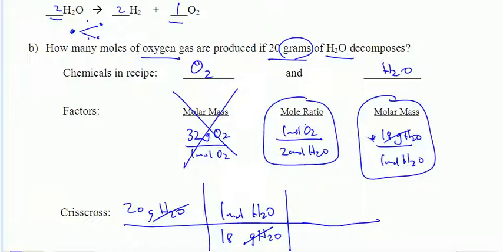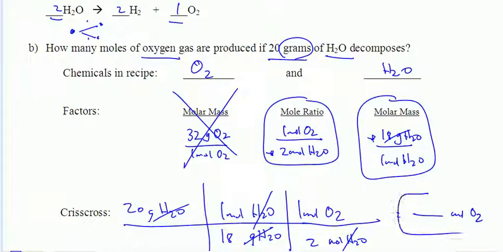Move over to the next one. Mole of H2O on the bottom, and there it is right there, 2 moles of H2O for every 1 mole of O2. So 20 divided by 18 divided by 2 is going to be our answer, and that's going to be moles of O2. Again, you're going to take 20, you're going to divide it by 18, and you're going to divide it by 2 to get our answer.